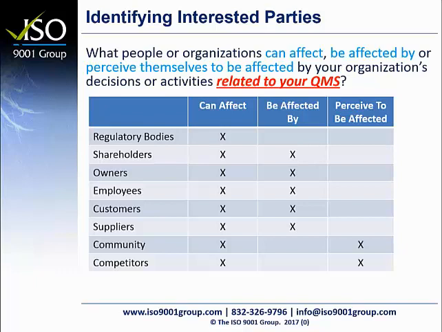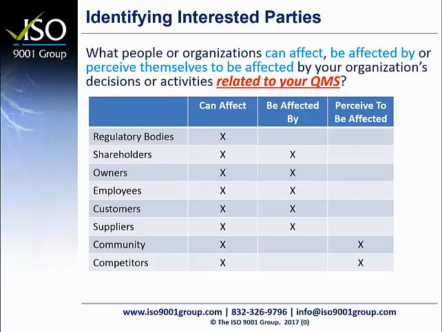And they typically say customers, number one, and then they'll say suppliers possibly. But sometimes I have to remind them that the employees of your organization are also interested in your activities and your decisions within your company. Can an employee affect your quality system? You better believe an employee can affect your quality system.